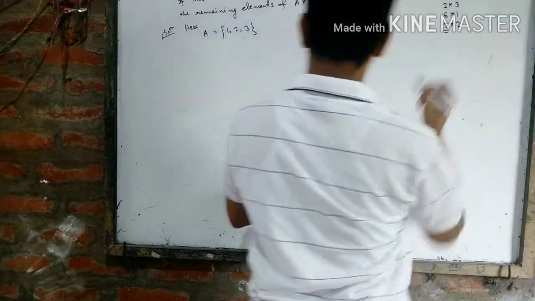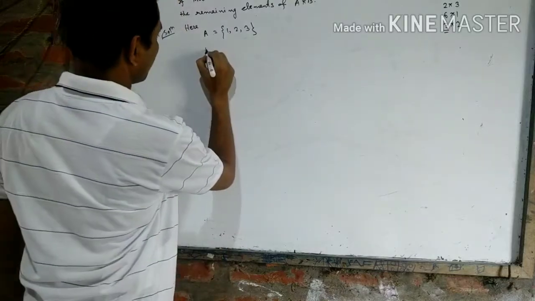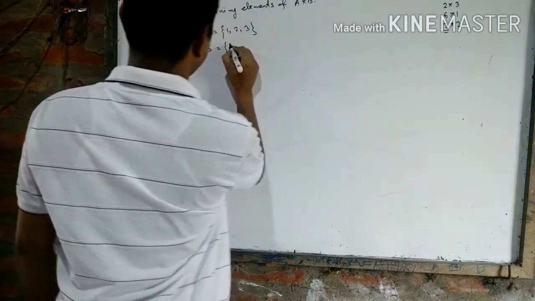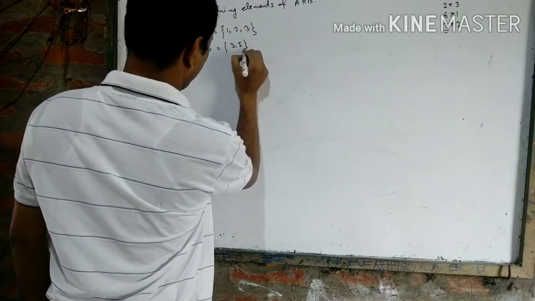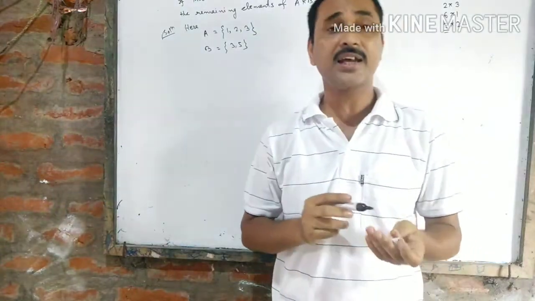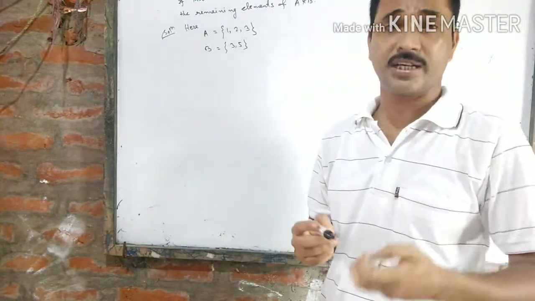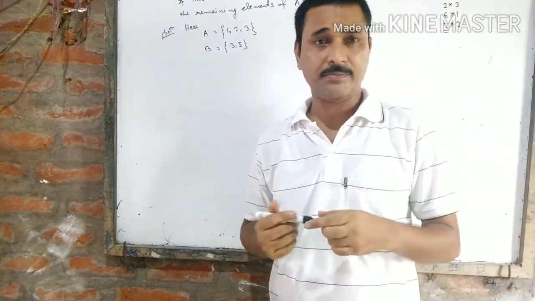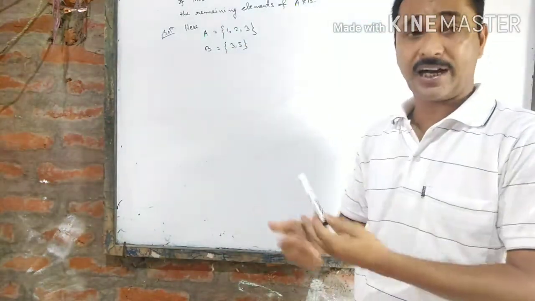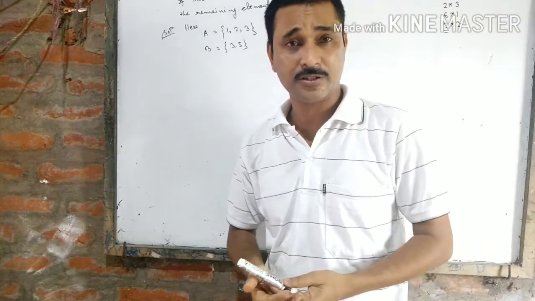Okay, this may be the combination. And second elements are from B. What are the second elements? 3 and 5. Okay. আমরা কি দেখলাম A সেটে 3টা এলিমেন্ট আছে, B সেটে 2টা এলিমেন্ট আছে। 3 into 2 is equal to 6. মিলে যাচ্ছে হিসাব। So this is our A and this is our B. Now we can find the remaining elements of A cross B.